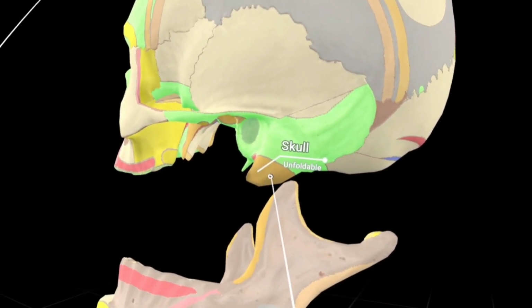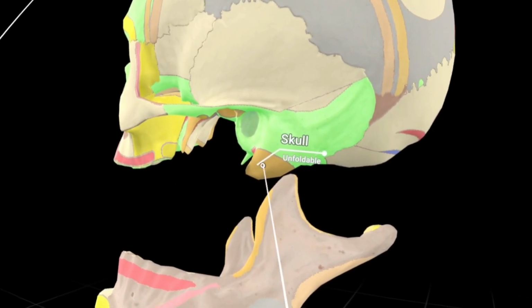Next up, we have the mastoid process. It looks like a breast or nipple, or at least they thought it did. That's how it got its name, the mastoid process.